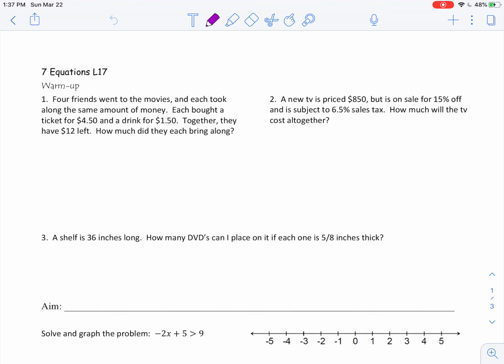All right, welcome back. Let's start. The first question, you know about it, but it says how much did they each bring along? So that's what they're asking for. So that's what our variable is equal to. In 7th grade math, it's really important that you define the variable. So I'm going to use X, and that's going to be the amount of money each brought.